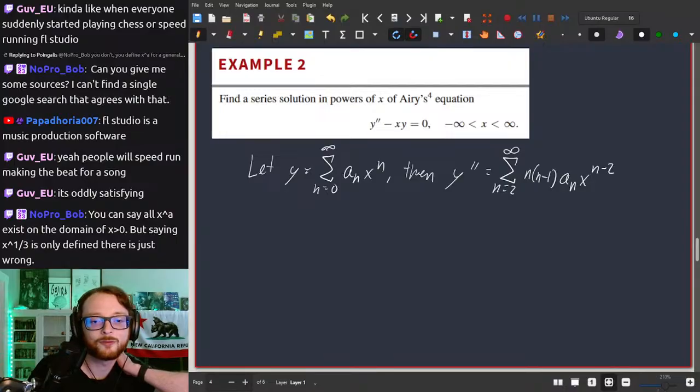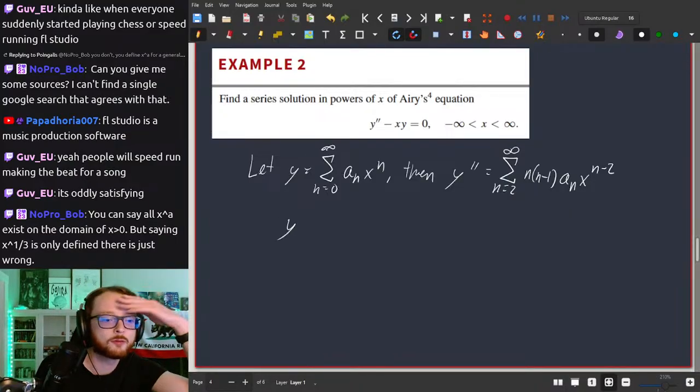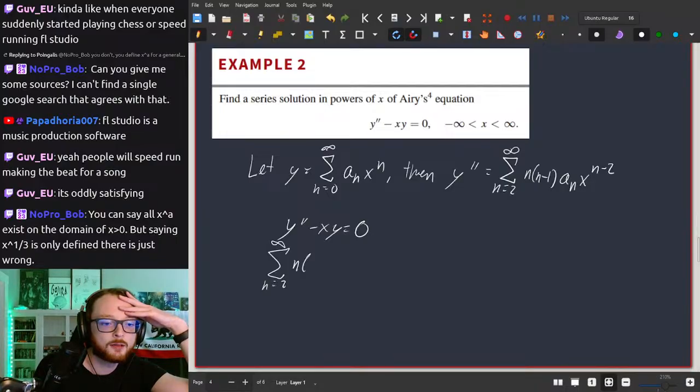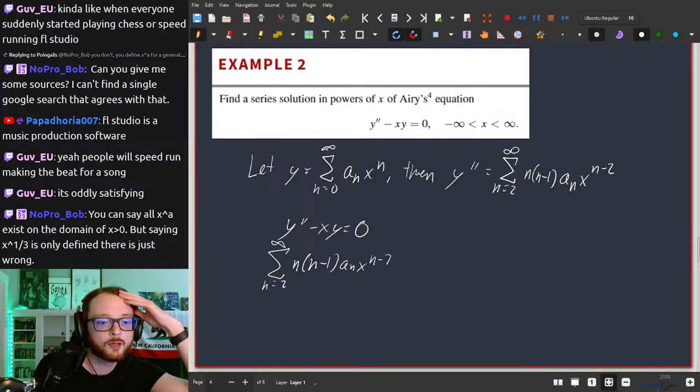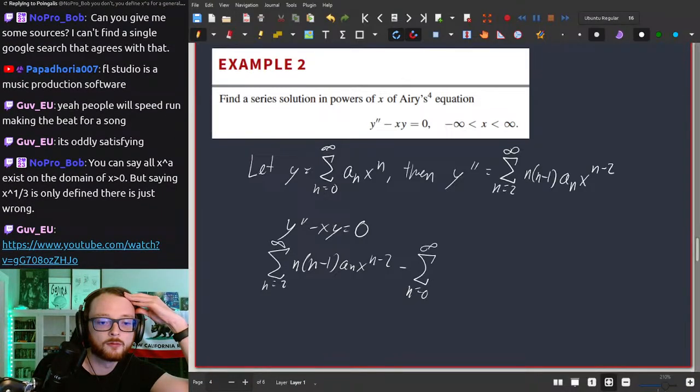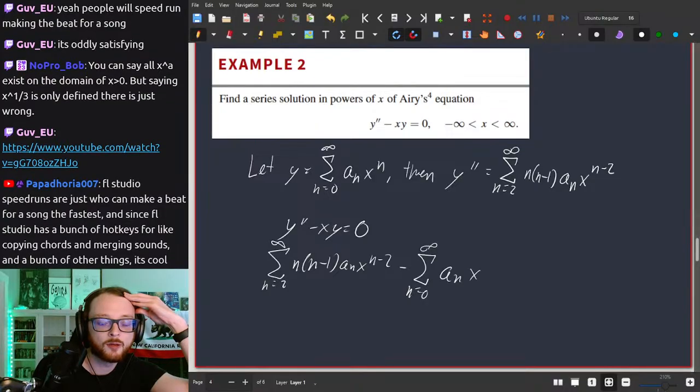Okay, I think I got this second derivative of y correct. So what we do is we plug it into Airy's equation. Let's do this right. N minus 1 a sub n x to the n minus 2, minus, I'm going to bring the x inside the summation instantly, a sub n x to the n plus 1 equals 0.